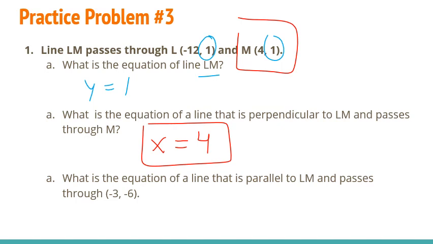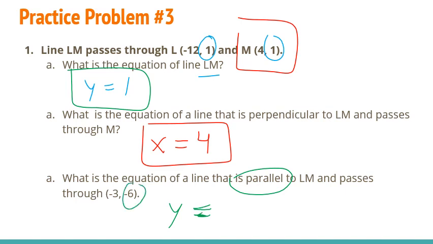How about a line that's parallel to LM and passes through -3, -6? Well, again, parallel. That means I want to use an equation that is also a y equals equation because it's got to be going in the same direction. So I also want a horizontal line. So I'm going to go with the y coordinate of this answer, y equals -6.